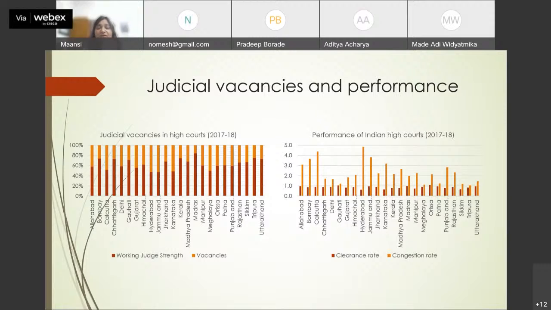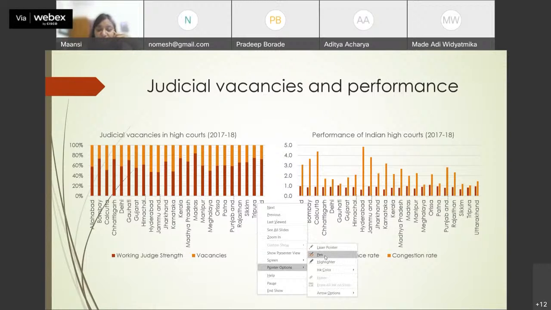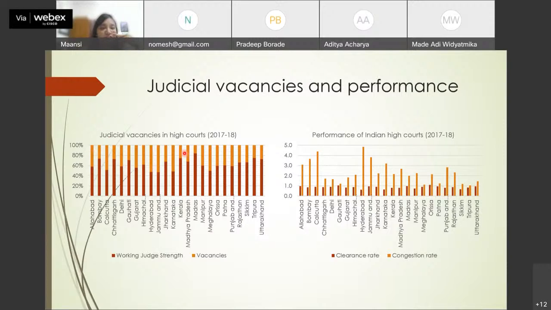So I've just presented a little bit of the data regarding judicial vacancies and performance of courts. Over here, we have the red lines that are representative of the working judge strength, and the yellow portion that is the vacancies in the courts. Right. So we can see obviously vacancies are a huge proportion of the actual sanctioned strength. In fact, it is almost 38% on an average for all high courts across India during this time period.